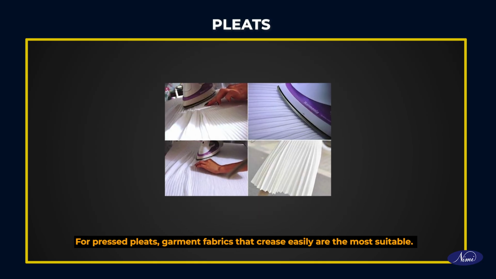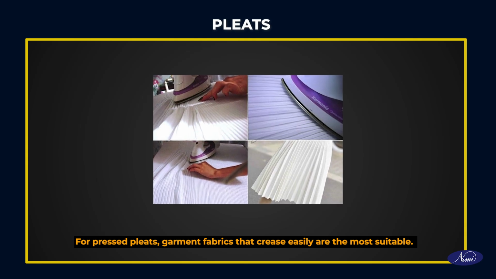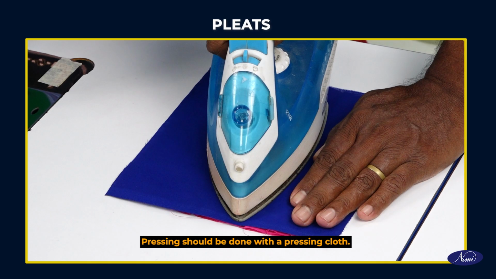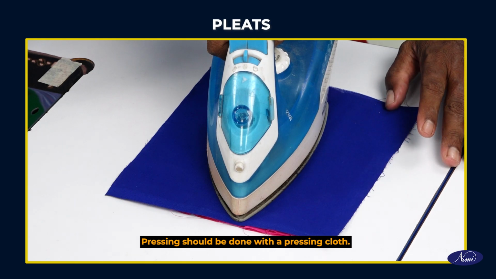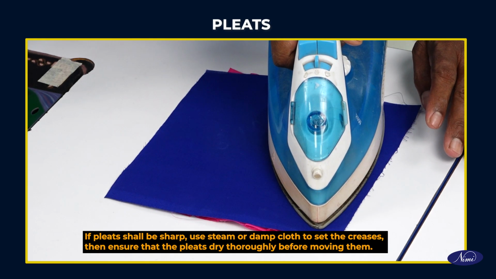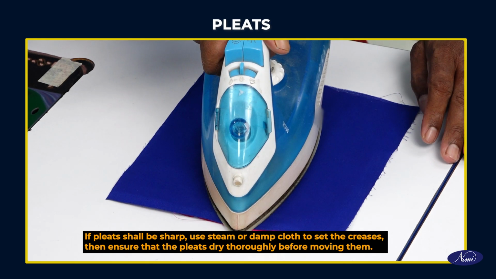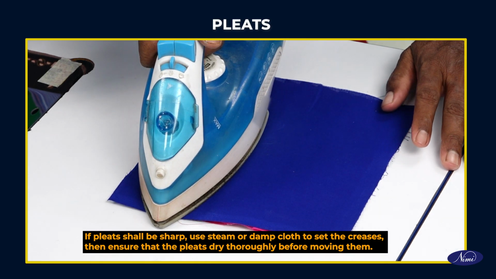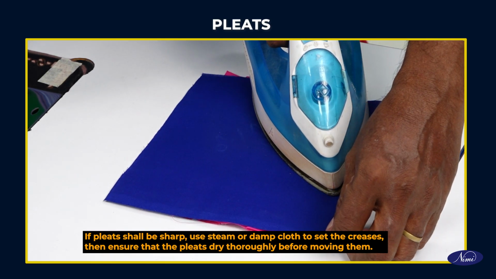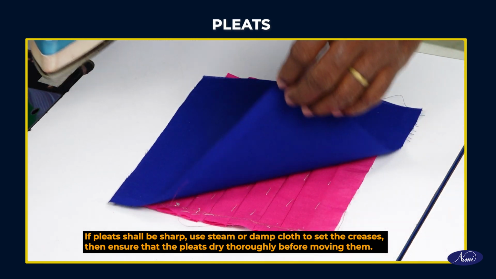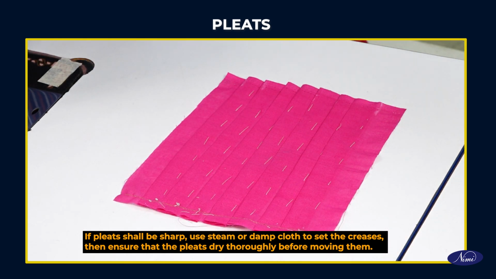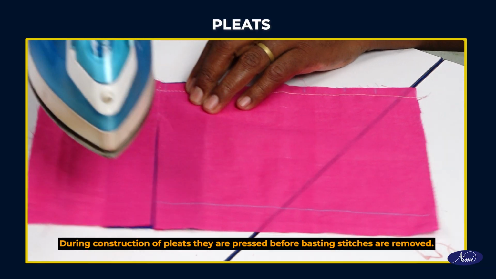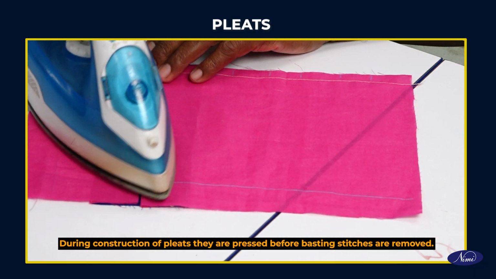For pressed pleats, garment fabrics that crease easily are the most suitable. Pressing should be done with a pressing cloth. If pleats shall be sharp, use steam or damp cloth to set the creases. Then ensure that the pleats dry thoroughly before moving them. During construction of pleats, they are pressed before basting stitches are removed.